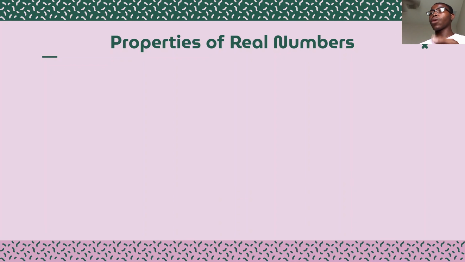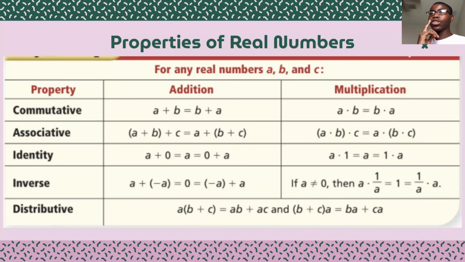So let's talk about the properties of real numbers. I have this chart so you guys can know some of the properties. The properties are commutative, associative, identity, inverse, and distributive. As you see here, these properties come with the addition and multiplication part of it.